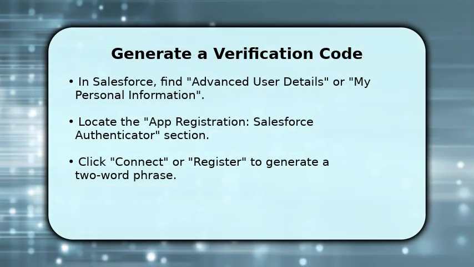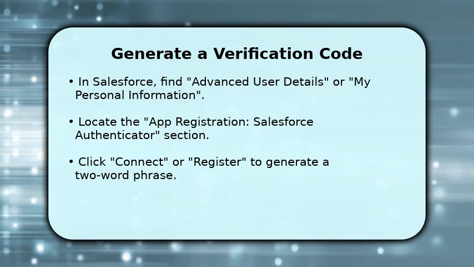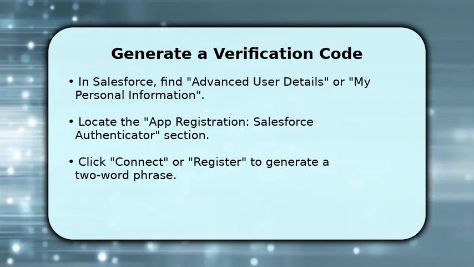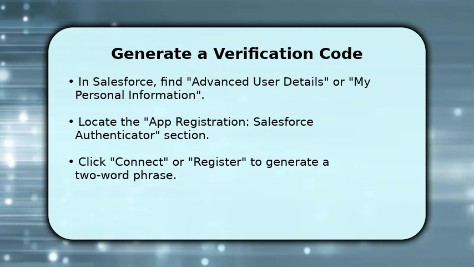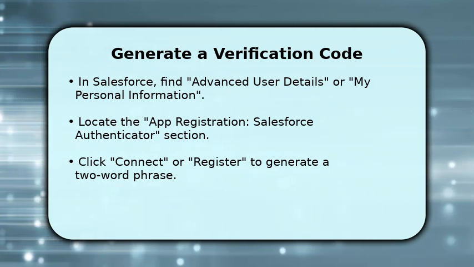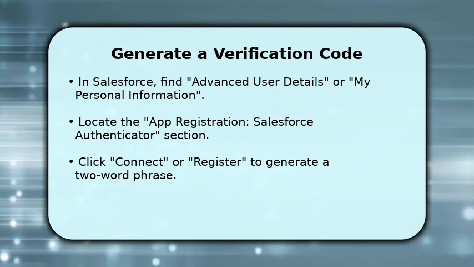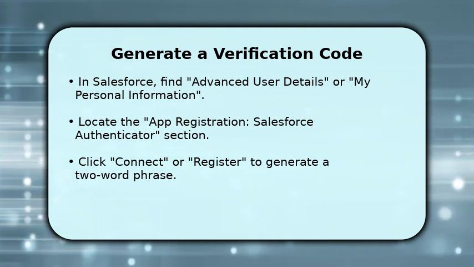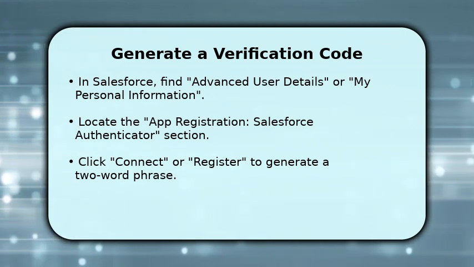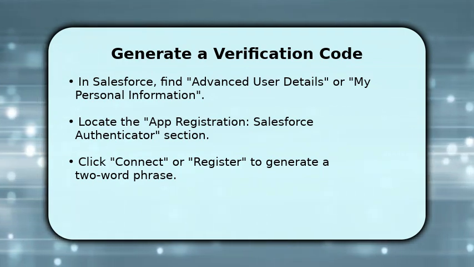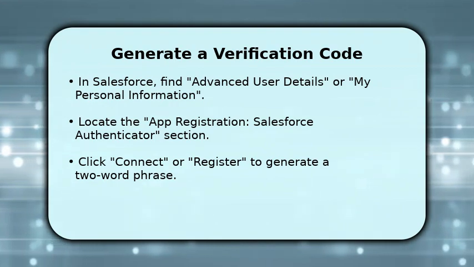Once you are in your Salesforce personal settings, look for Advanced User Details or My Personal Information. Within this section, you will find App Registration, Salesforce Authenticator. Click the Connect or Register button there. Salesforce will then display a unique two-word phrase on your screen. This phrase is crucial for linking your mobile app to your account, ensuring a secure and seamless setup.